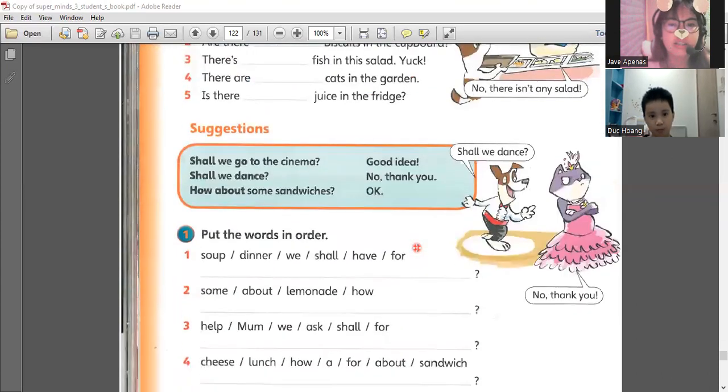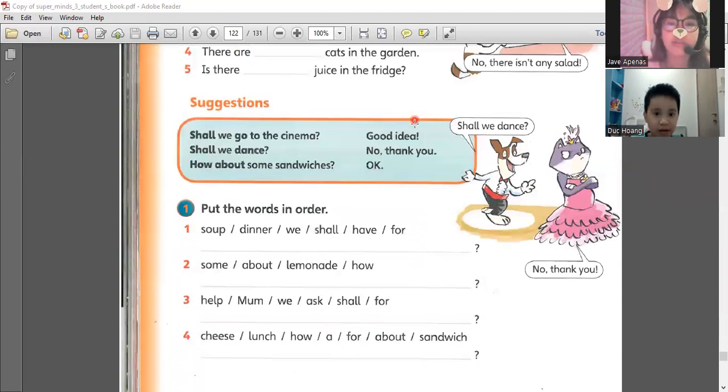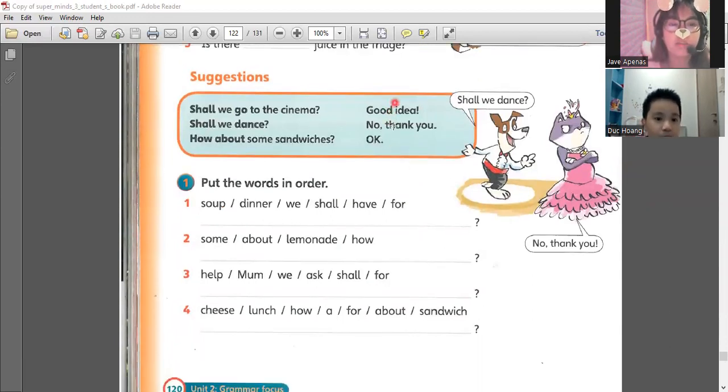The next one is suggestions. Okay, let's try to do this one. So we say, shall we go to the cinema? Good idea. Shall we dance? No, thank you. How about some sandwiches? Okay, yes. So shall we go to the cinema? Oh, you can say yes, it's a good idea. Or shall we dance? Yes or no, thank you. Okay, so you can say, how about some sandwiches?